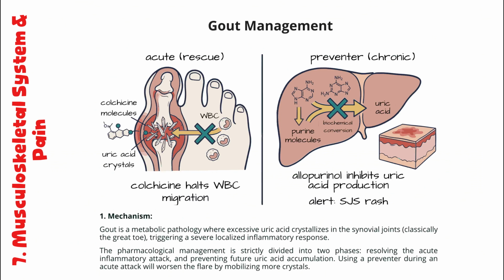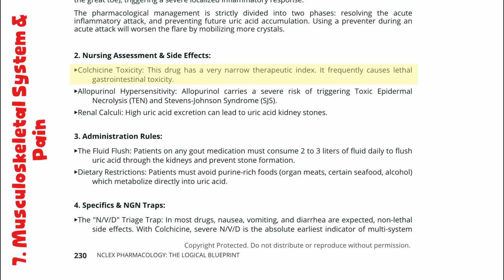Next, gout. Uric acid crystallizes in the joint, classically the great toe. Treatment splits into 2 phases, resolving the acute attack and preventing future buildup. Using a preventer during an acute attack mobilizes more crystals and makes it worse. Colchicine has a narrow therapeutic index and frequent GI toxicity. Allopurinol carries a real risk of toxic epidermal necrolysis and Stevens-Johnson. High uric acid output risks kidney stones.